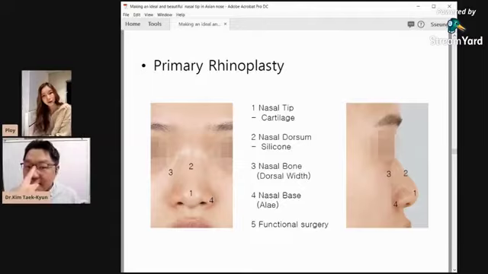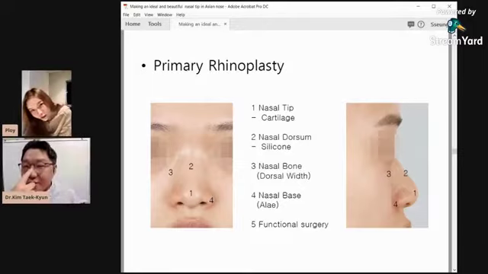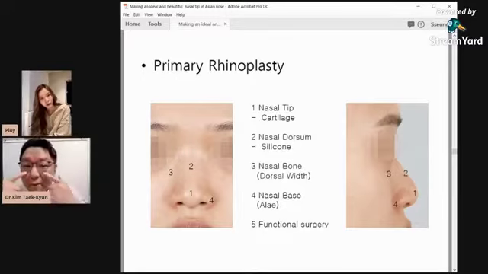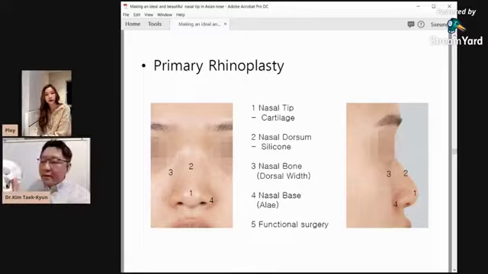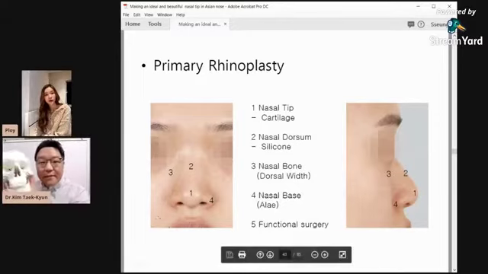And the second one, nasal bridge, usually by silicone implant. And the third one is the nasal bone. If the patient has wide nasal bones, then we think about narrowing of the nasal bone. And I prepared the skull model.